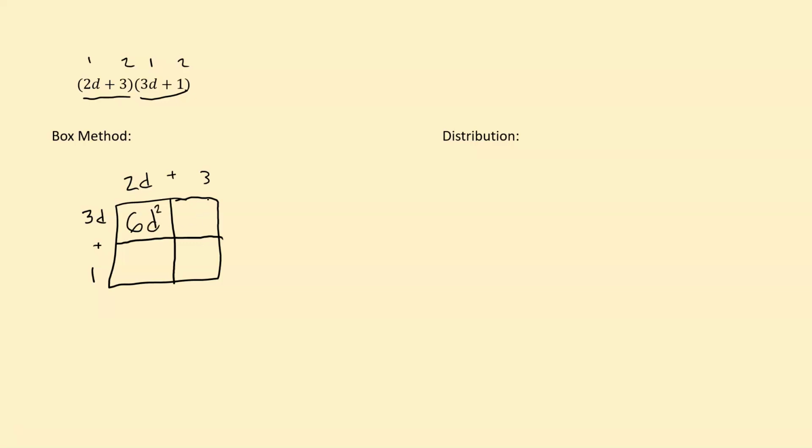This box over here lines up with a 3 and the 3D. So 3 times 3 is 9, and the D we just put on the side. This box lines up with the 2D and the 1. 1 times 2D is just 2D. And finally this box lines up with the 3 and the 1. 1 times 3 is 3.